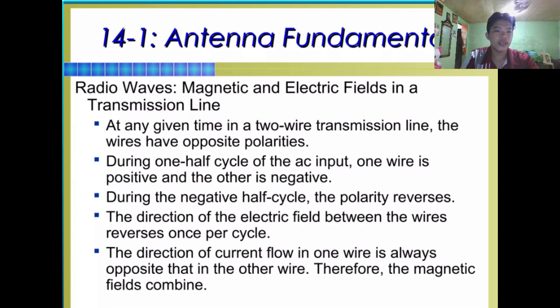Radio waves, magnetic and electric fields in a transmission line. At any given time in a two-wire transmission line, the wires have opposite polarities. During one half cycle of the AC input, one wire is positive and the other is negative. During the negative half cycle, the polarity reverses. The direction of the electric field between the wires reverses once per cycle. The direction of current flow in one wire is always opposite to that in the other wire. Therefore, the magnetic fields combine.